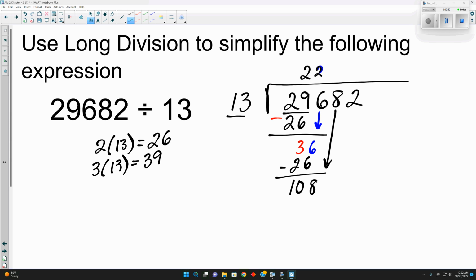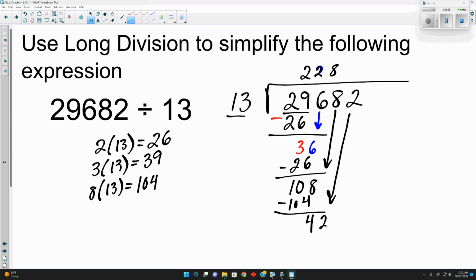bring the next number down. Well, this time we know it's not 2, because what times 13 will give us a number close to 108. 3 is 39, so we'll need to have something bigger than that. Because 8 would be 104. 8, 104 minus, so we have 4. Bring down the 2.